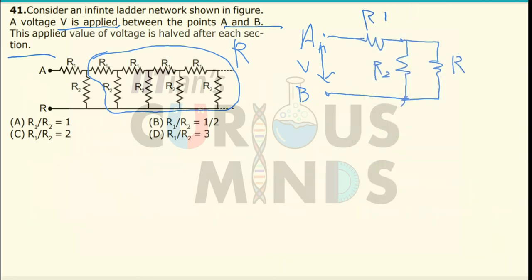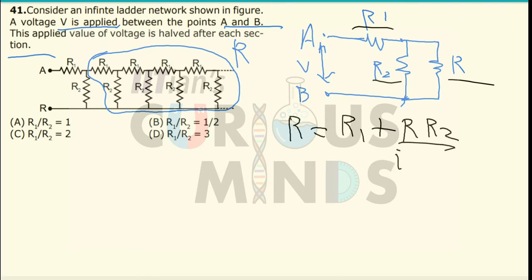So basically I can say that the equivalent resistance across AB is equal to R, which is equal to this resistance R1, plus the equivalent of both these resistances. Since both these resistances are connected in parallel, it will be equal to R into R2 divided by R plus R2. Let this be equation number 1. We will use this later.